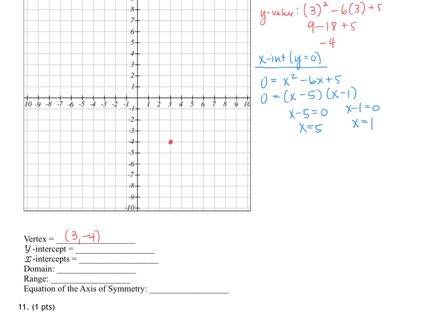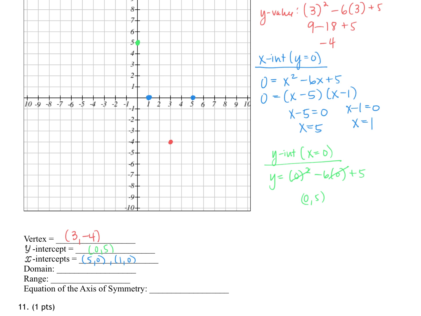So my two x-intercepts are (5, 0) and (1, 0). So (5, 0), (1, 0). All right, next it asks me to find the y-intercept. So we find that by letting x equal 0. So 0 squared minus 6 times 0 plus 5. So that's going to be (0, 5) for the y-intercept. So that'll be up here.